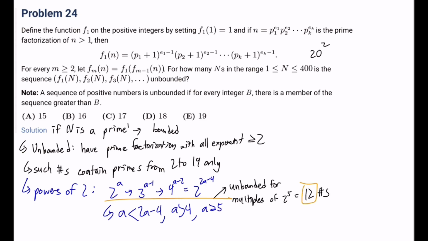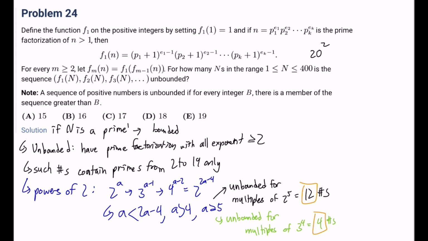If you look at this one, in doing this we go through a 3 to the a minus 1 power. And so if a must be greater than or equal to 5, that means it's also unbounded. When a is 5, then a minus 1 is 4. So that's multiples of 3 to the 4th power. Because if a is 5, then this will be 3 to the 4th power. And so it's unbounded for 3 to the 4th power, right? Those numbers between 1 and 400, that is going to be 4 numbers. So we have 4 more already, and that's already 16. And so we just have a few more left to go.